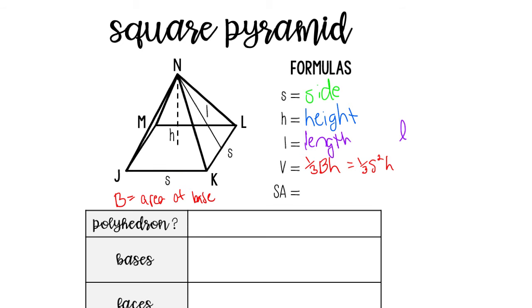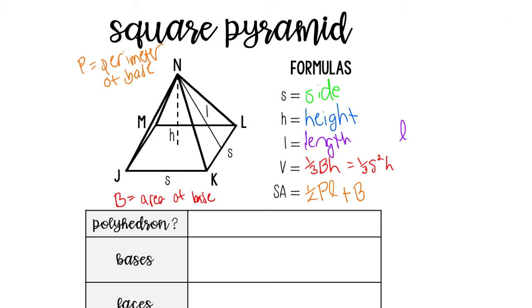Surface area is going to be 1/2. We're going to say P is the perimeter of the base. So 1/2 P times length plus B, the area of the base.